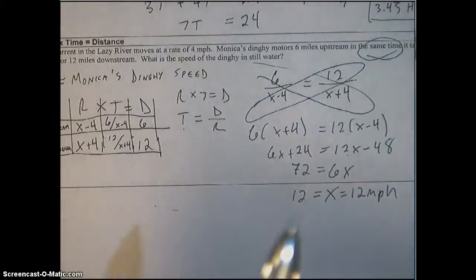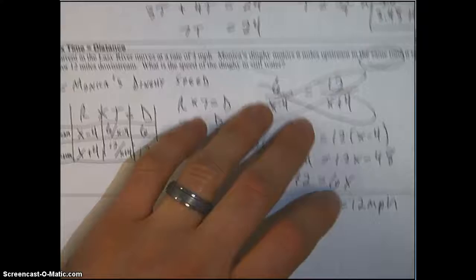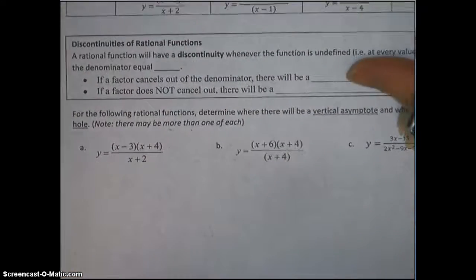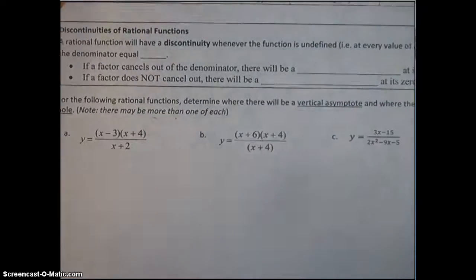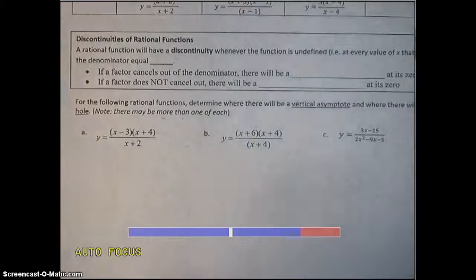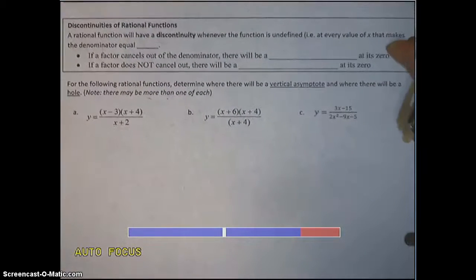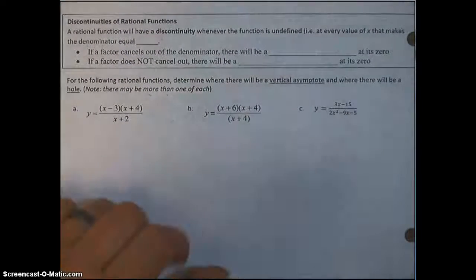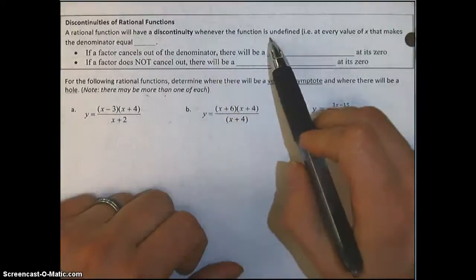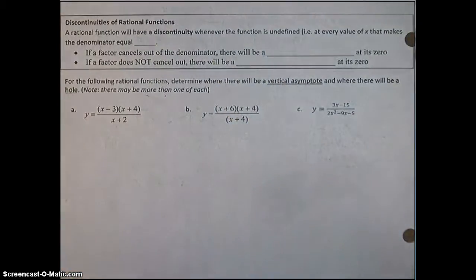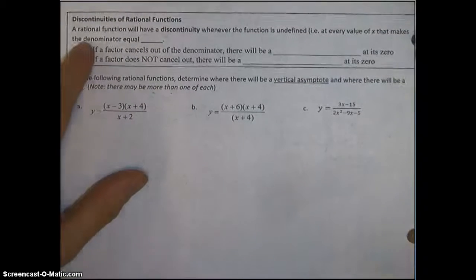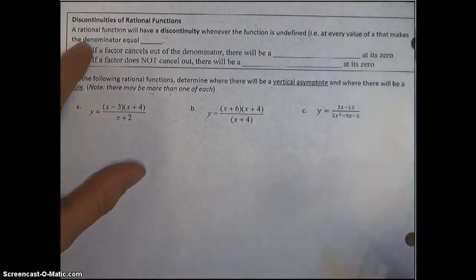But I want to show you one other thing very briefly, and that's about discontinuities. And what you need to know about discontinuities is right here. I've got it written down already. A rational function will have a discontinuity whenever the function is undefined, i.e., at every value of x that makes the denominator, the bottom of the fraction, equal 0.